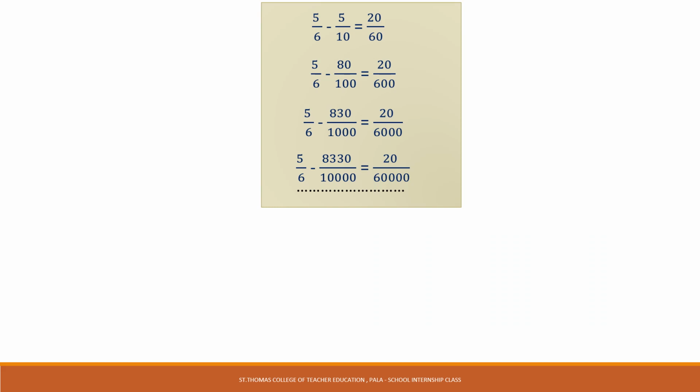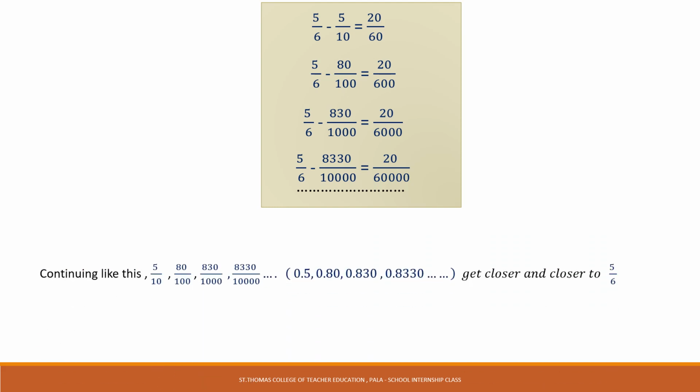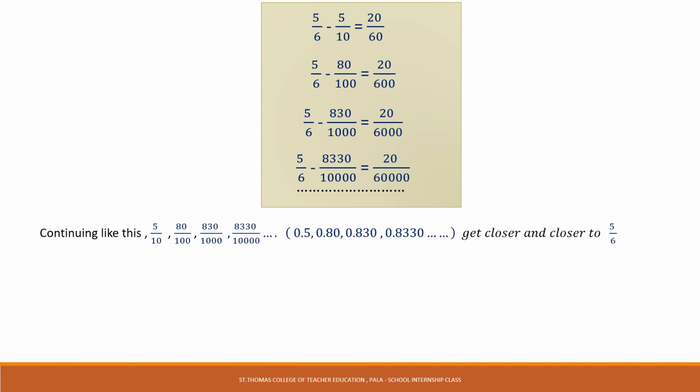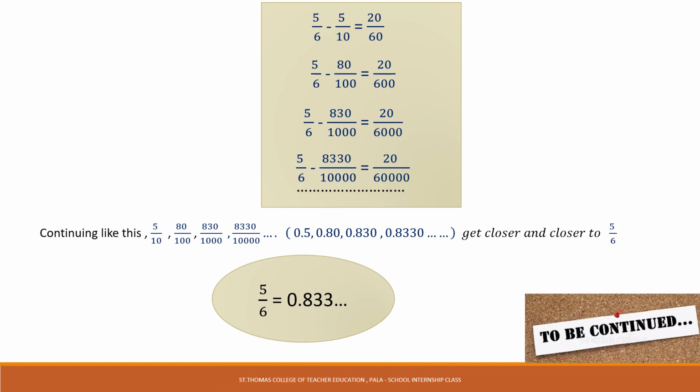Now, by analyzing each of these equations, what can you say? Yes, the fractions 5 by 10, 80 by 100, 830 by 1000 and so on get closer and closer to 5 by 6. That is 0.5, 0.8, 0.83, 0.833 etc. get closer and closer to 5 by 6. So the decimal form of 5 by 6 is 0.833, etc. And we will continue more problems in the next video.